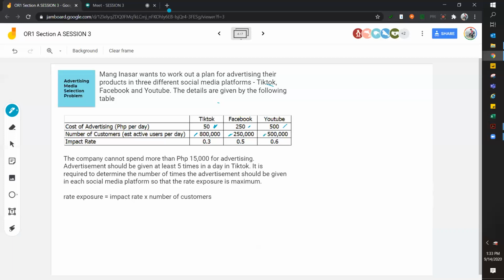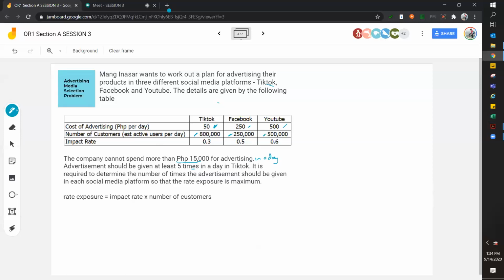Ngayon, syempre, lahat naman ay may gastos. And allocated ka lang ng 15,000 pesos per advertisement. Siguro incomplete to per day. Okay, 15,000 per day. Okay, hindi pala. Ayan, nakalagay dito sa sunod na statement. Sorry, correct natin yun. Hindi malinaw to eh. Advertisement should be given at least 5 times in a day. So, possible nga po in a day to. Yung 15,000. Kasi ang in a day naman yung pinag-usapan natin. So, kailangan daw shown 5 times in a day sa TikTok.